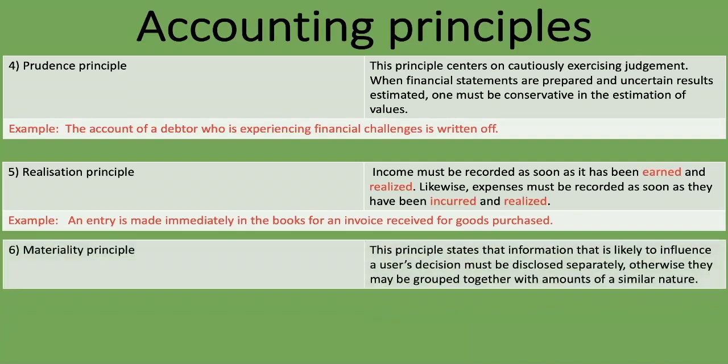The sixth one we have here is the materiality principle. This principle states that information that is likely to influence a user's decision must be disclosed separately. Otherwise, they may be grouped together with amounts of a similar nature. So this is the materiality principle. You are looking at whatever information that you're dealing with and you're saying, is this likely to influence a user's decision when looking at these financial statements? If the answer is yes, then it must be disclosed separately.